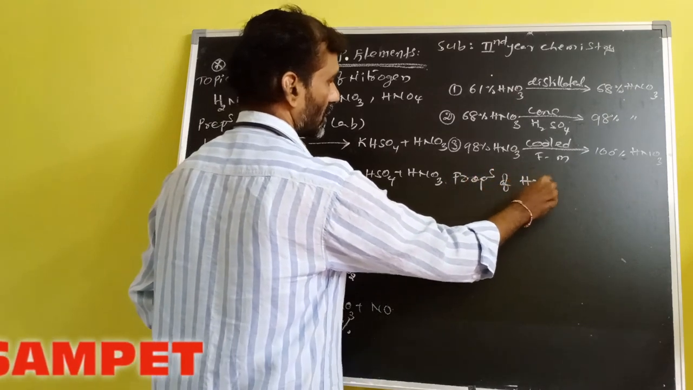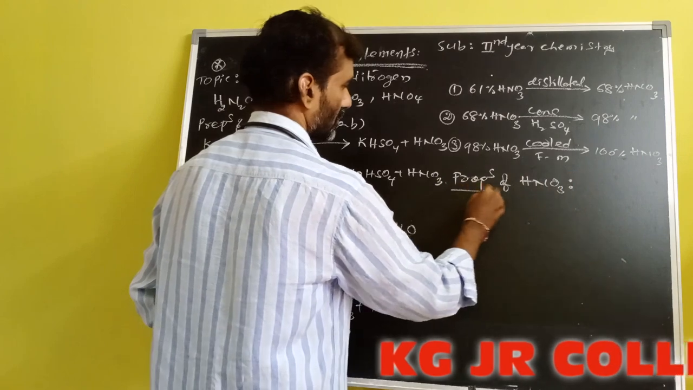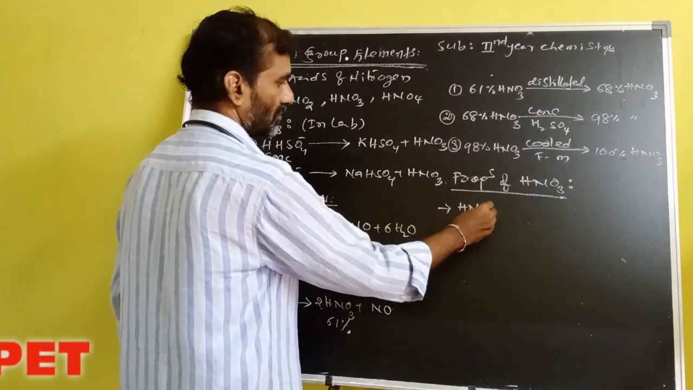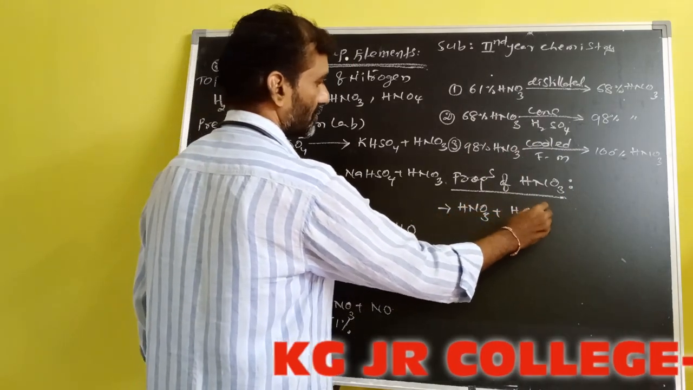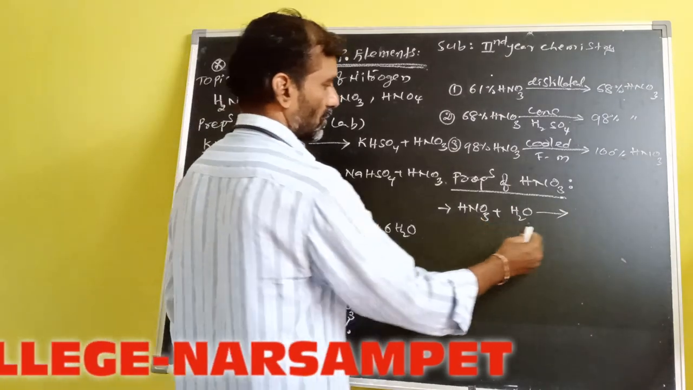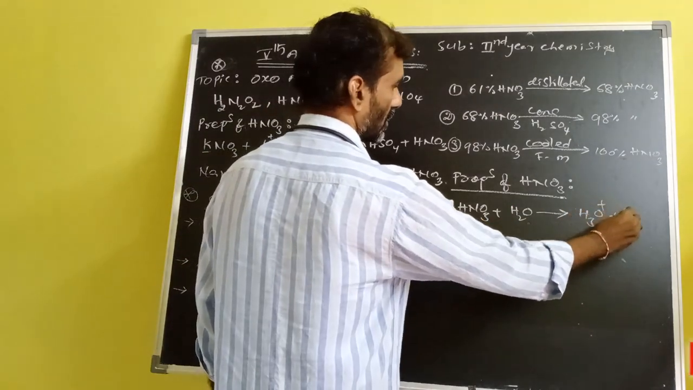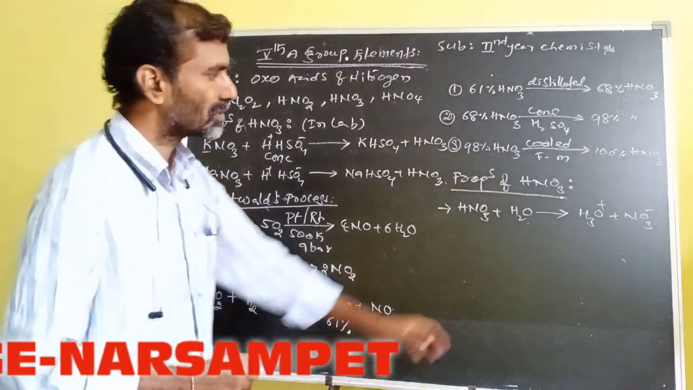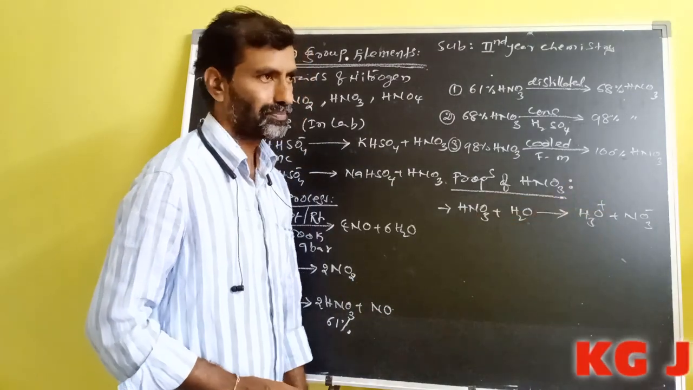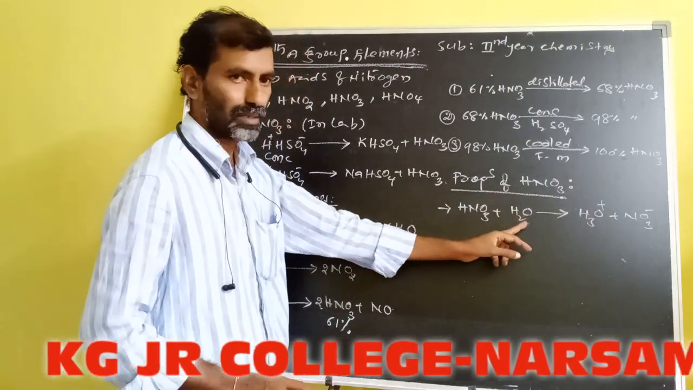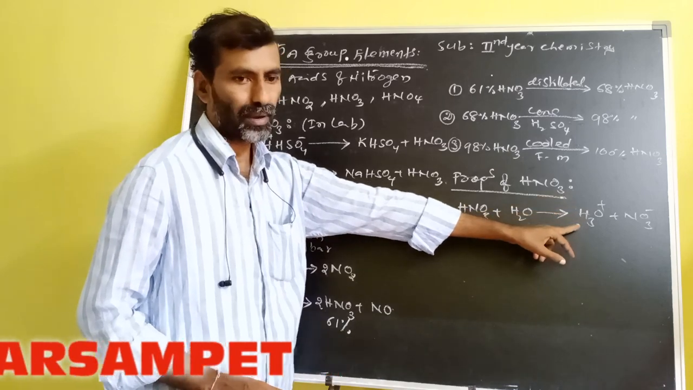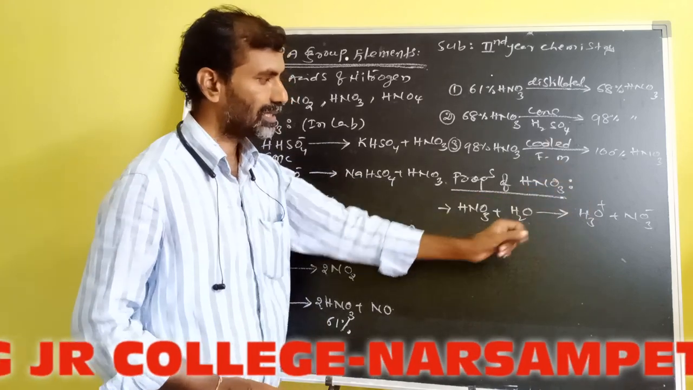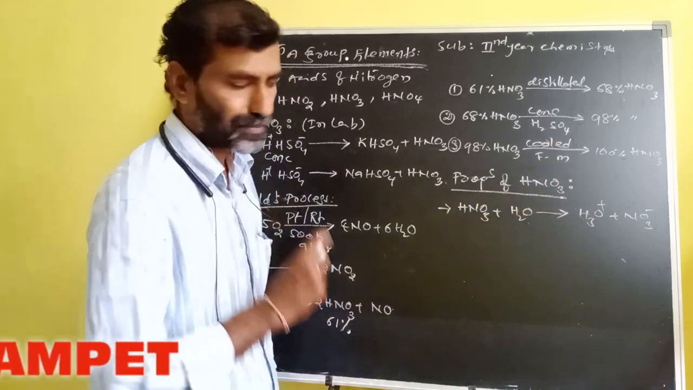Now, properties of HNO3. HNO3 dissolves easily in water to give H3O plus plus NO3 minus. Hence it is acidic in nature because of the H3O plus ion. HNO3 plus water gives hydronium ion plus nitrate ion. Hence it is acidic in aqueous solutions.